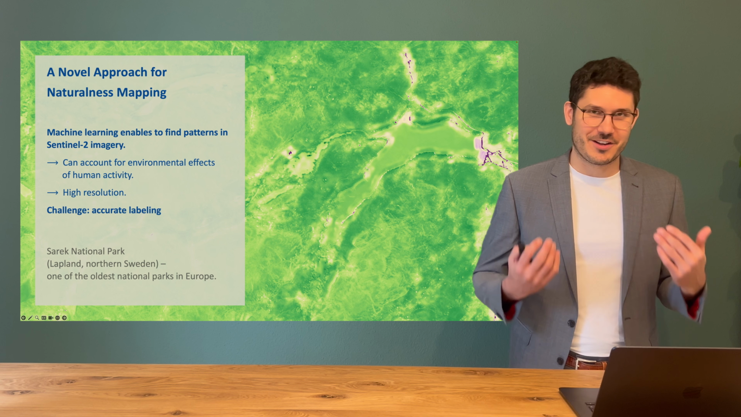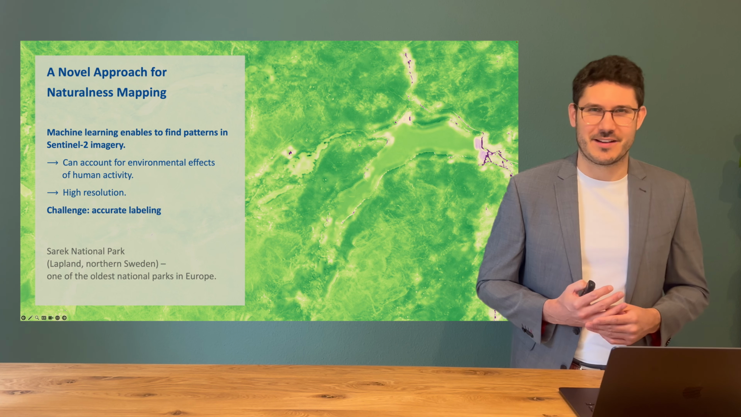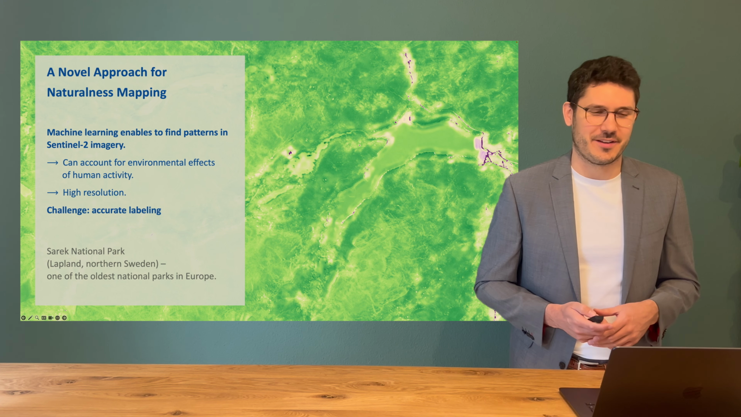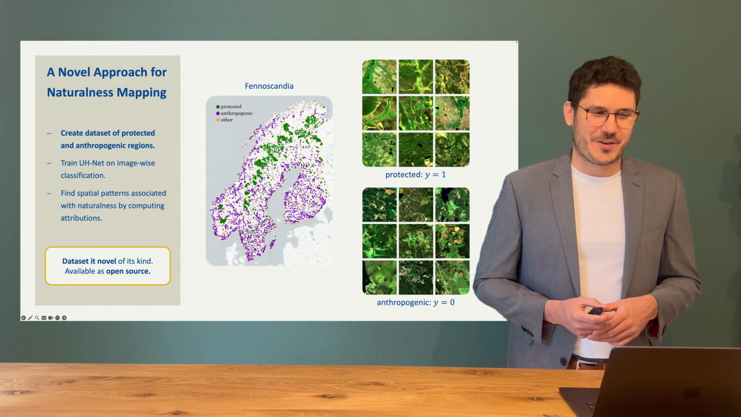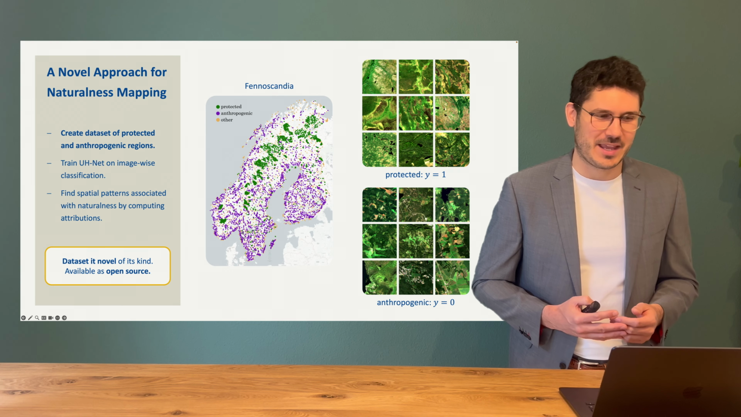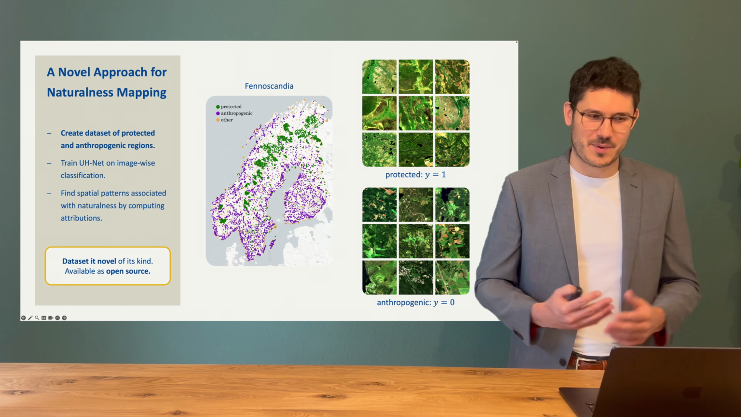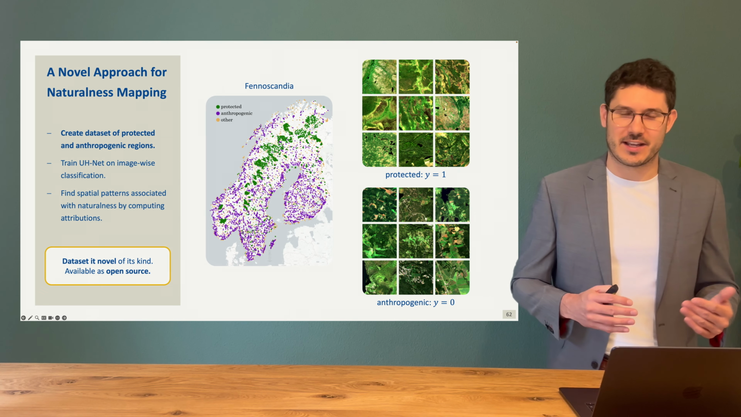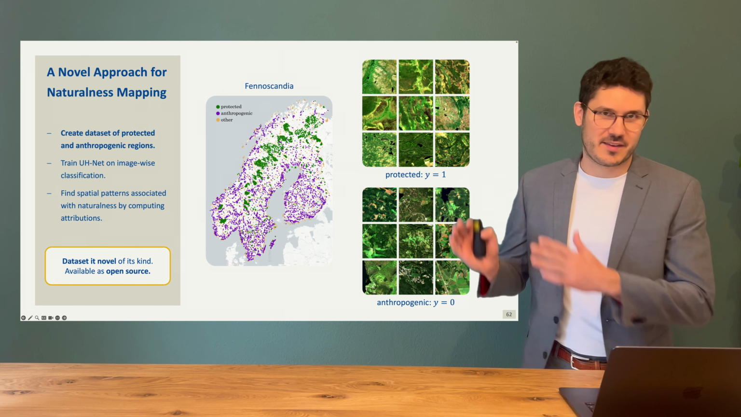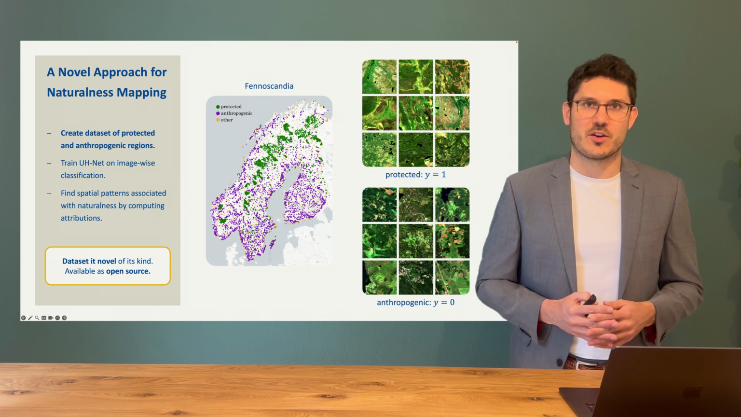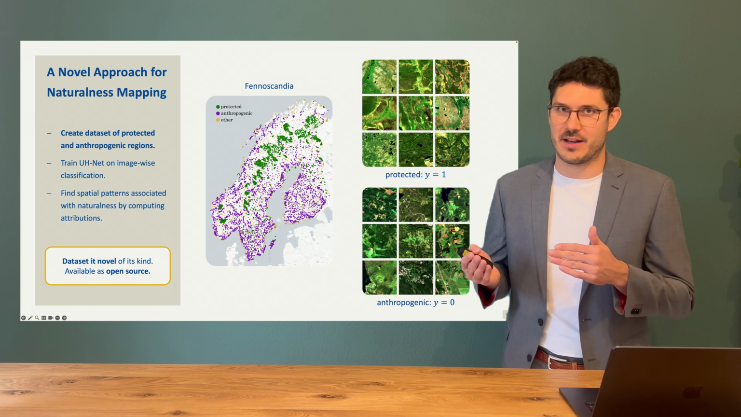And there's one challenge, and that is accurate labeling. So how could we actually label naturalness? Here we propose a novel approach for naturalness mapping. In the first step, we create a data set of protected and anthropogenic regions. As you see here, we focus on Fennoscandia, that are the countries Norway, Sweden and Finland.